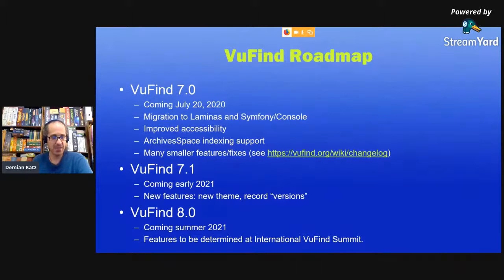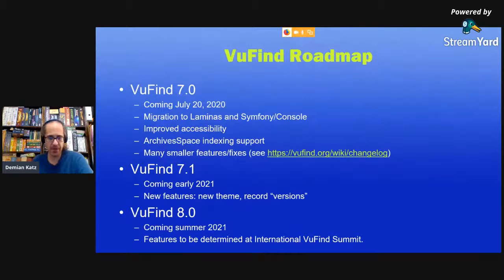Then, as I mentioned, early next year, we'll have VuFind 7.1, which will add a couple of significant new features, including a brand new theme designed to meet modern design standards, since our existing themes, though they work well, haven't been redesigned in several years and may look a little out of date in some ways. We'll also be adding the ability to support record versions so that different versions of the same book can be grouped together logically to help users better find alternate editions and so forth.